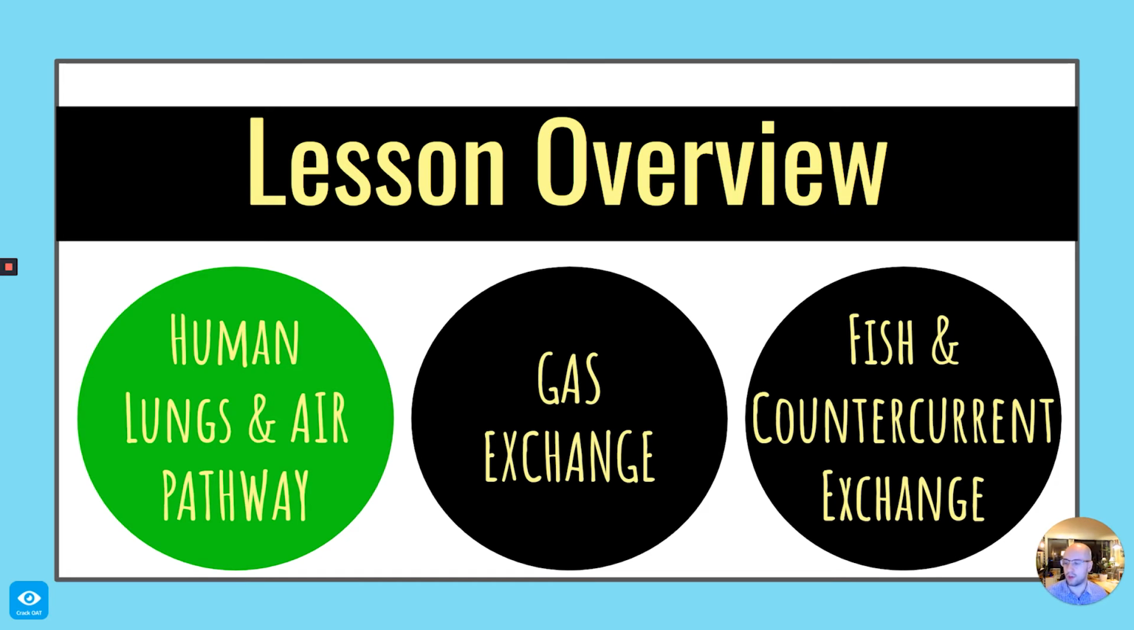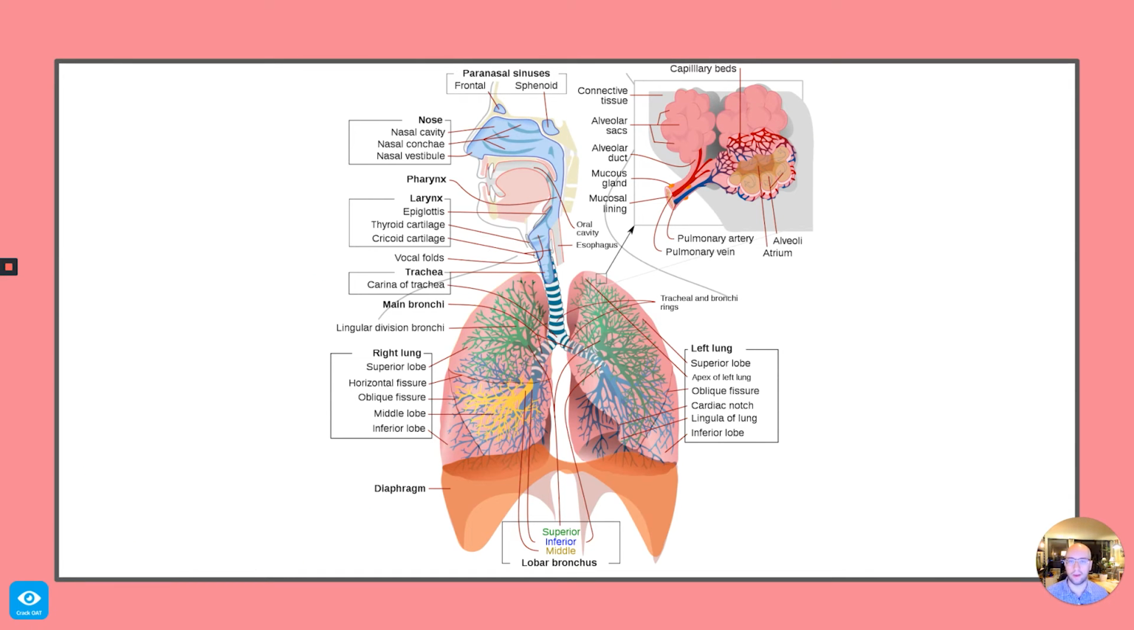Now let's talk about the human lungs and the air pathway. So here's the whole overview of the human respiratory system, and we're going to be breaking this down into more specific sections as we go.